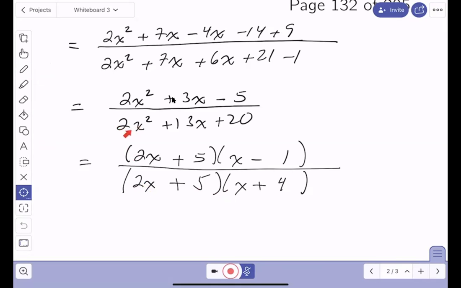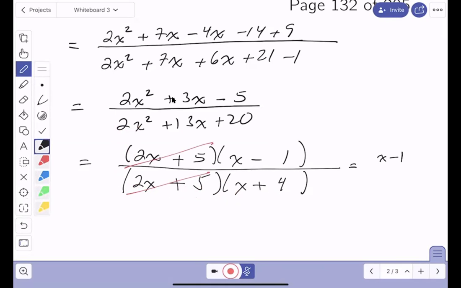2x times x, 2x squared, that worked beautifully. 8 plus 5 is 13. That worked beautifully. And we get plus 20. What do I now notice? A cancellation. And what do you get in the end? Something pretty simple. You get x minus 1 over x plus 4. And that's it.